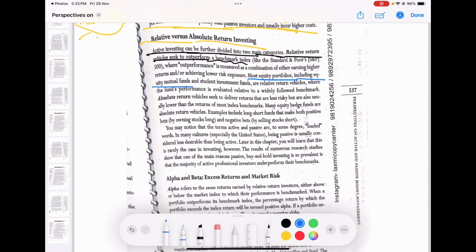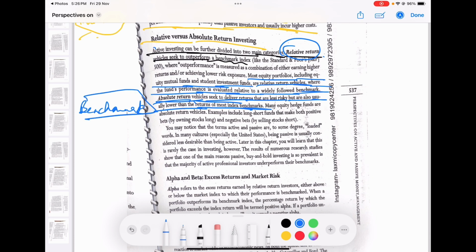Most equity portfolios, including equity mutual funds and student investment funds, are relative return vehicles, where the fund's performance is evaluated relative to a benchmark. That is what is known as a relative return. Now, what is absolute return? Absolute returns seek to deliver returns that are less risky but usually lower than the benchmark index. When you talk about absolute return, they do give a return, but the risk is extremely low. It is less risky than the indexes, but it gives you a stable return for sure.